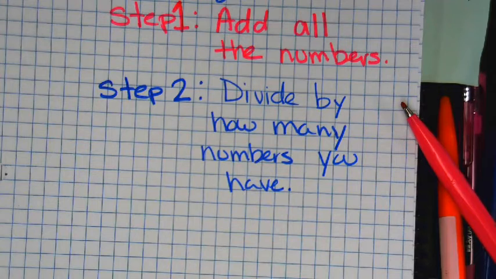All right, and that's it. That will give you your average, your mean. Just 2 steps. Step 1, add all the numbers. Step 2, divide. That's it.